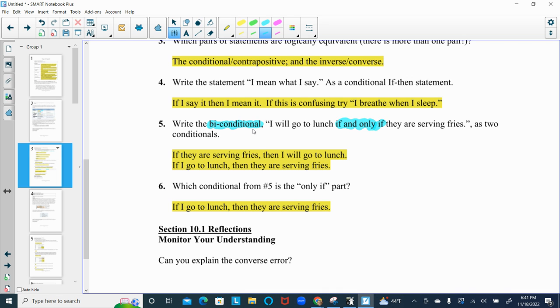So I could write this two ways. I could say, if I go to lunch, then they are serving fries. Or I could write it backwards. If they are serving fries, then I will go to lunch. I can write it either direction. And which conditional from number 5 is the only if part? The only if part is: if I go to lunch, then they are serving fries.